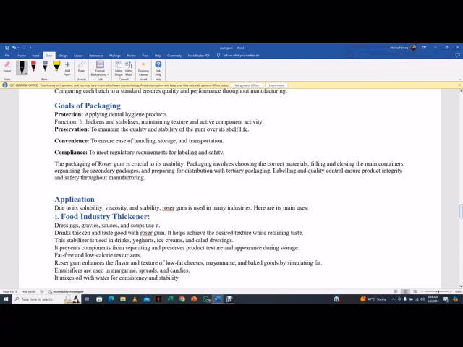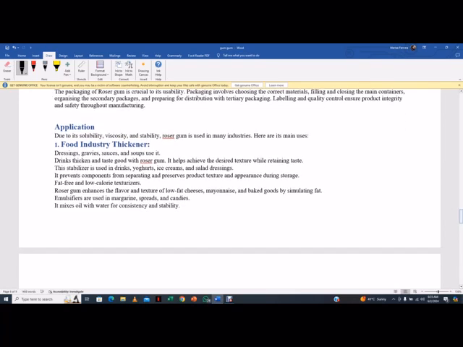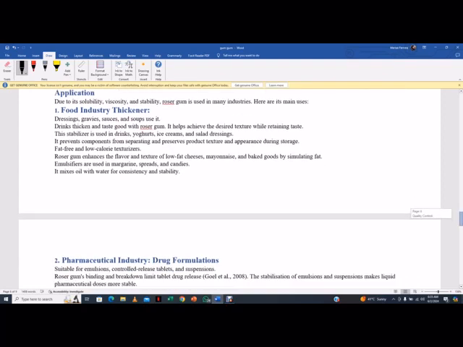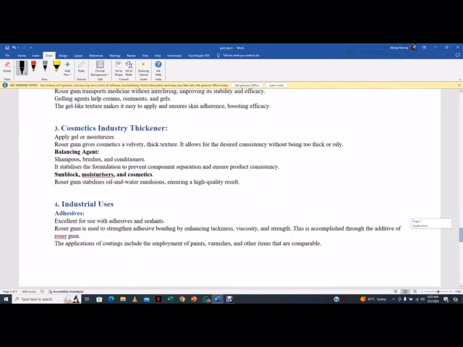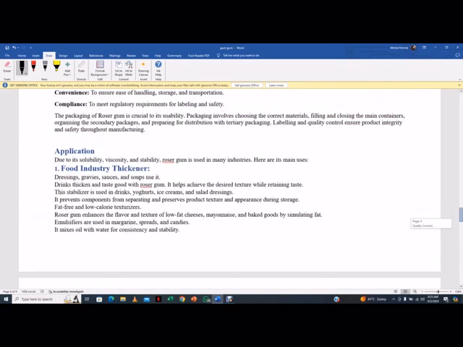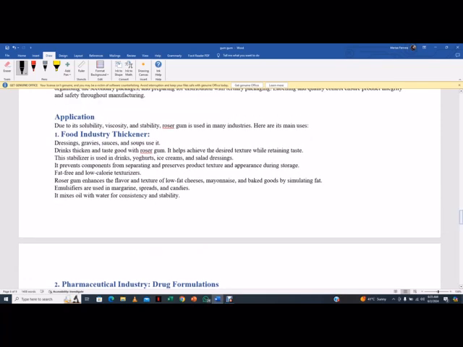So next, the application of the gum roser. As I told you, due to its various applications, it is most commonly used. I mentioned some of them here: in the food industry, as a thickener, in the pharmaceutical industry, cosmetic industry, and its industrial use. First, I'm going to tell you about its use in the food industry.